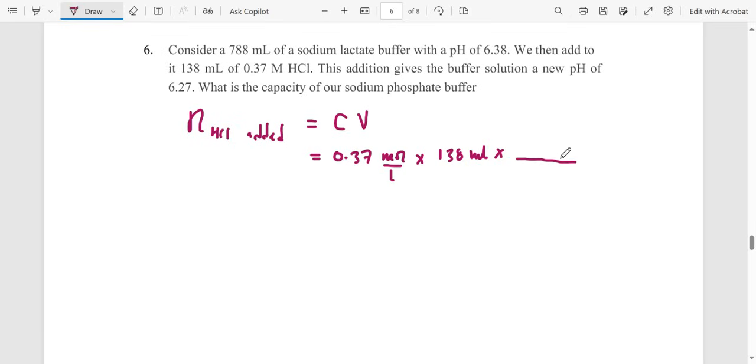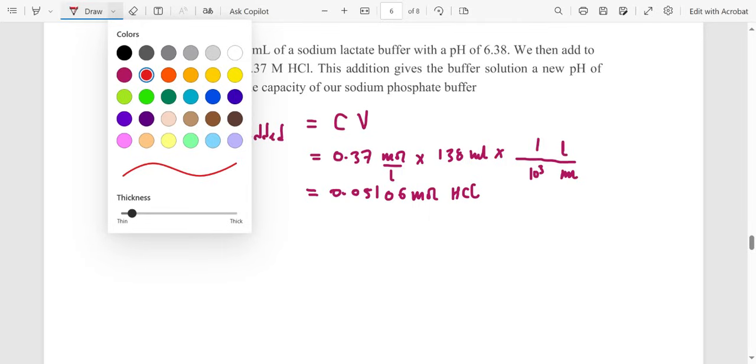Remember we convert mils to liters: mils is on top, so put a mils down and then a liter on top. In 1 liter I've got 1,000 mils. So the mil cancels with the mil, the liter cancels with liter. A simple way to convert is just say 138 divided by 1000. Every time you're converting mils to liters, just divide by 1000 or multiply by 10 to the power negative 3. It's the same. So this will give us the moles being 0.05106. These are the moles of hydrochloric acid that we added to our buffer.